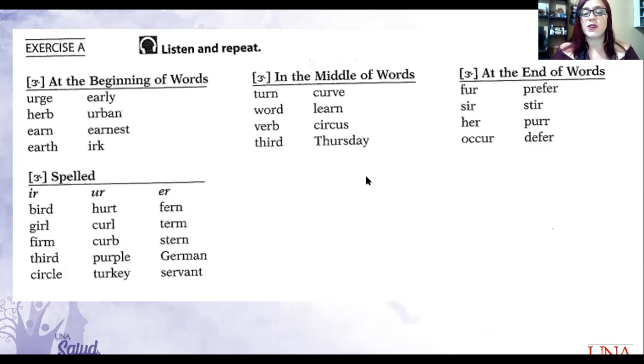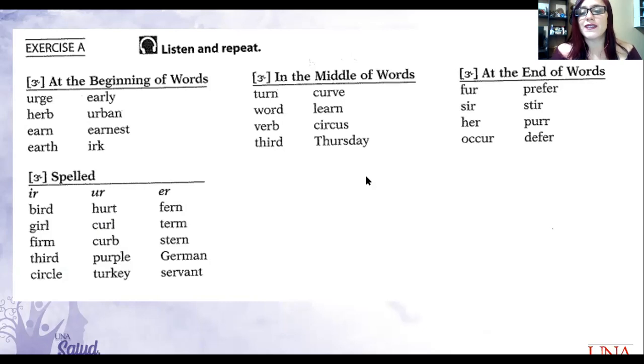In the middle of words, you're going to find this sound in the words turn, word, verb, third. So you have this sound again. Make sure the tongue is almost going out, but not really, and you're going to blow some air out of your mouth. Then you have the word curve.